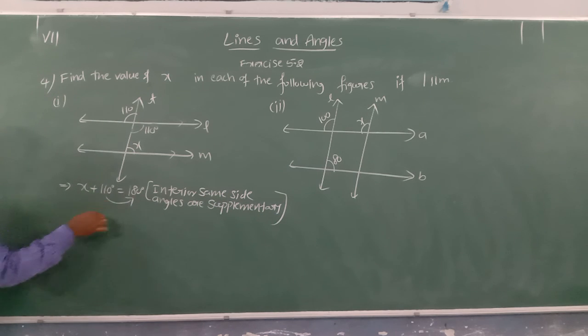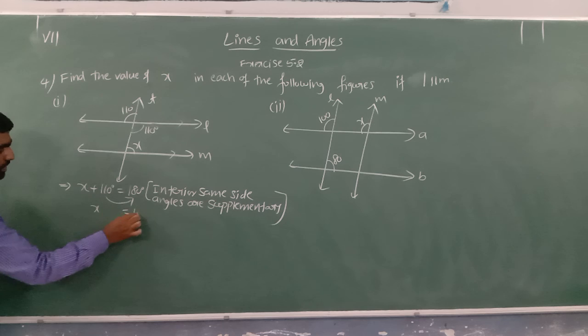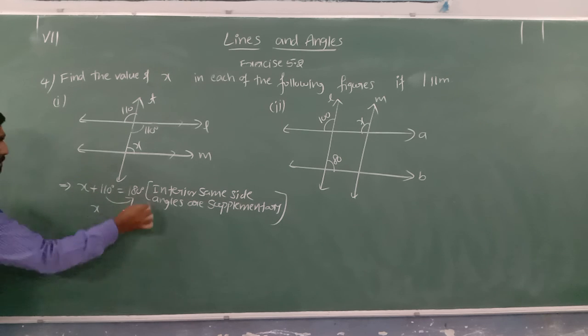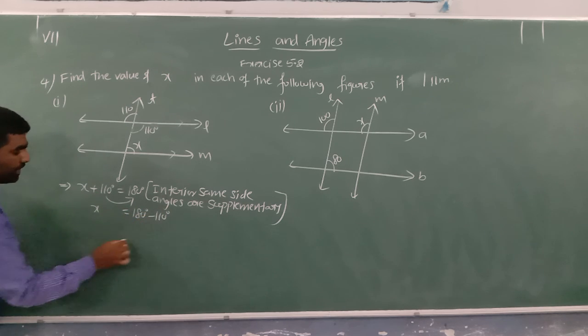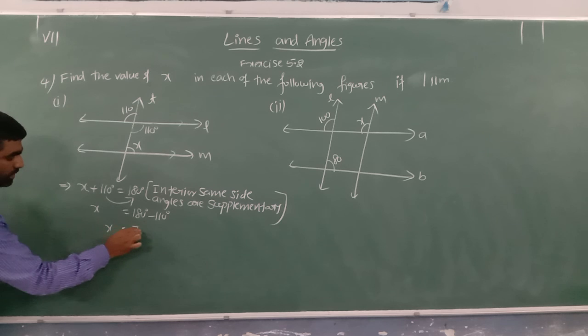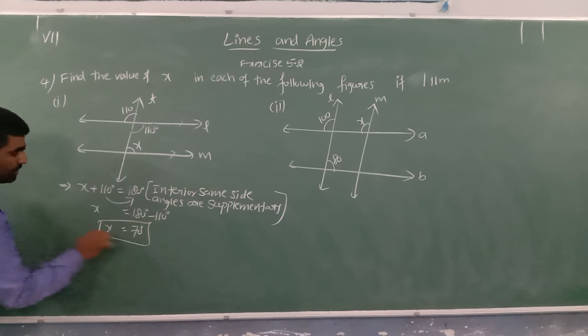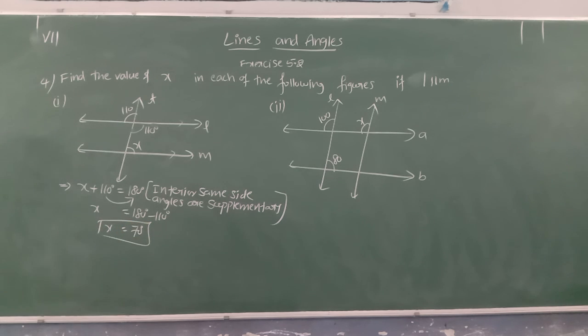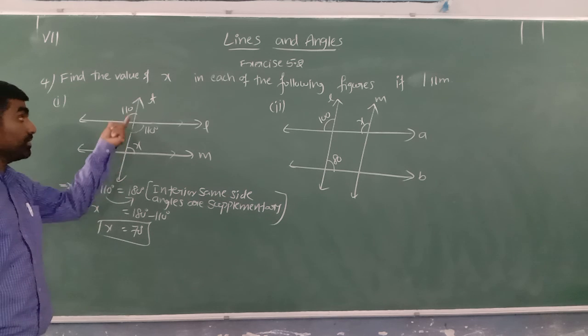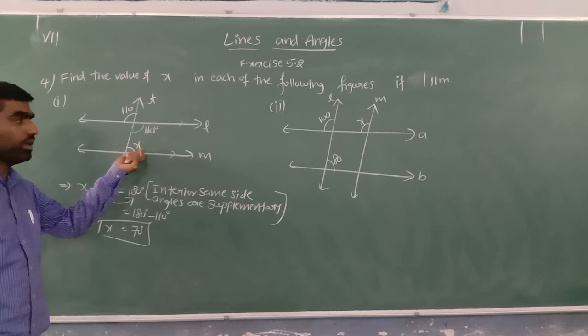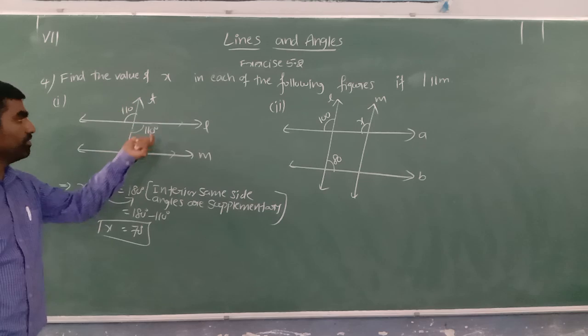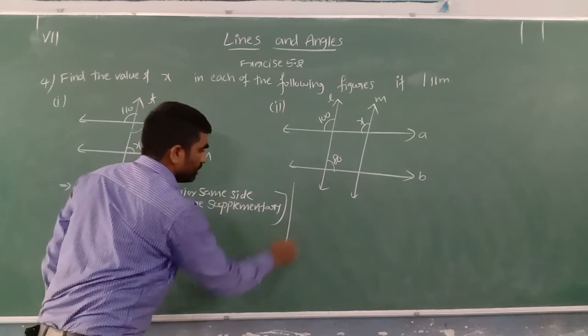To find x, transpose plus 110: x is equal to 180 degrees minus 110. X is equal to how much? 70 degrees. That is the way we can find. We just need to verify what is the relation between the given angles. If there is no direct relation, we can find it like this.